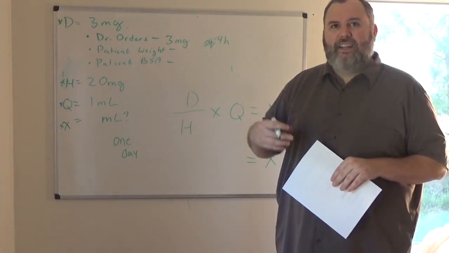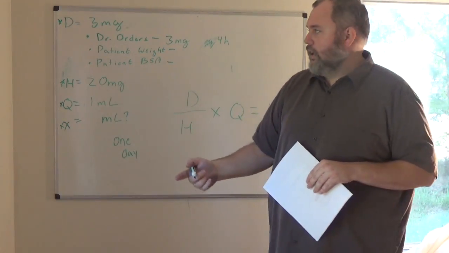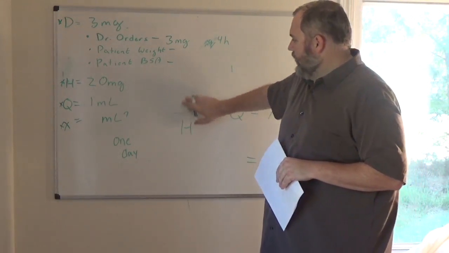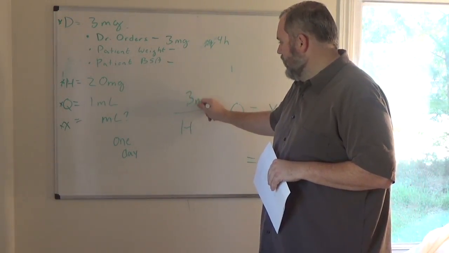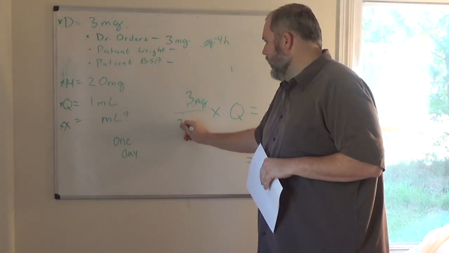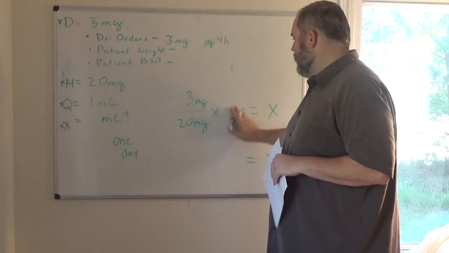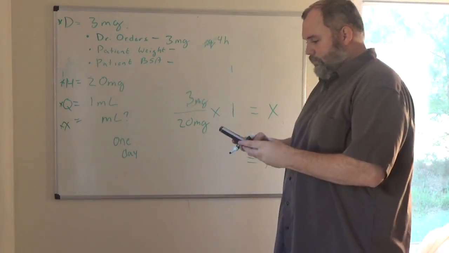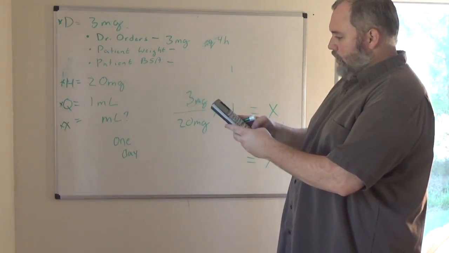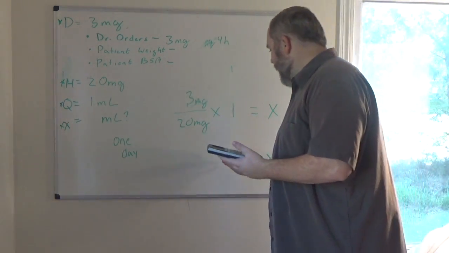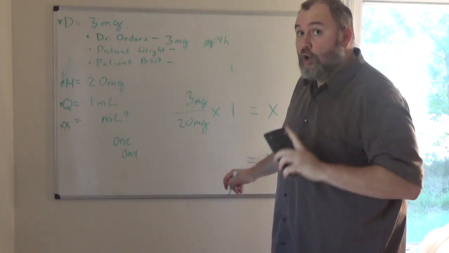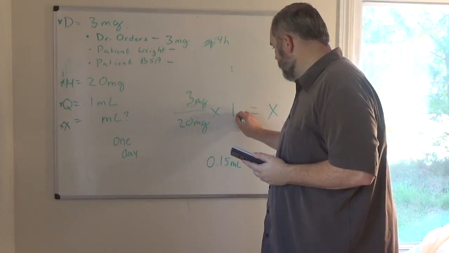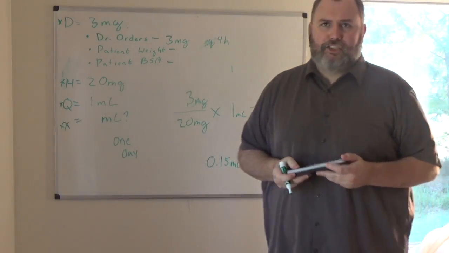And since I'm only trying to find out what 1 dose is, because that's what we're going to have to do, we're going to just plug in our numbers. Well, D happens to be 3 milligrams. My H happens to be 20 milligrams. And my Q happens to be 1. Well, now I can just simply multiply this out. I can say 3 divided by 20 times 1. And I find out that 1 dose is 0.15 milliliters. Okay? But the question, what did it really ask?